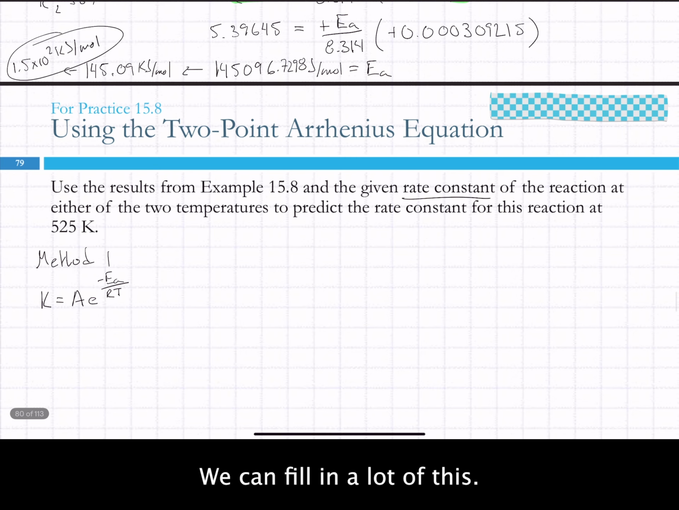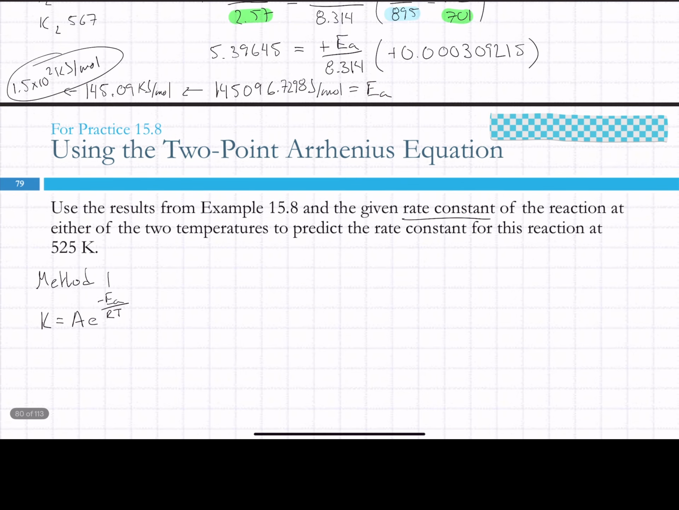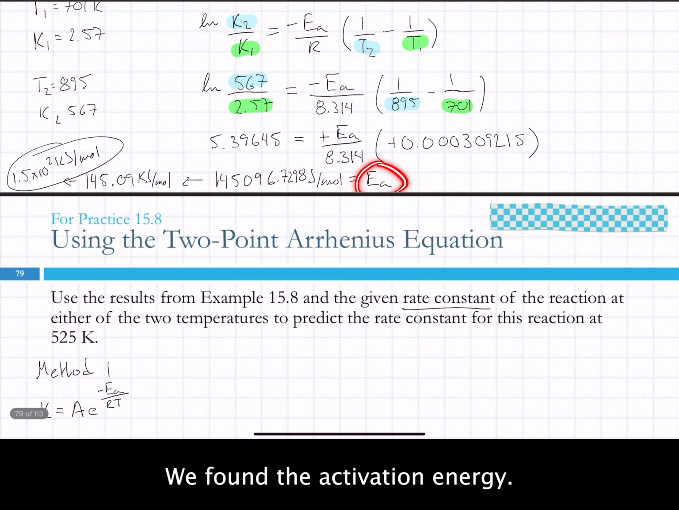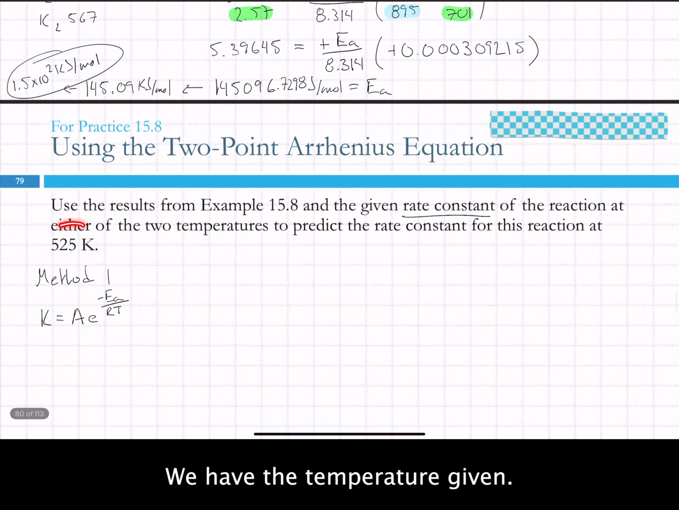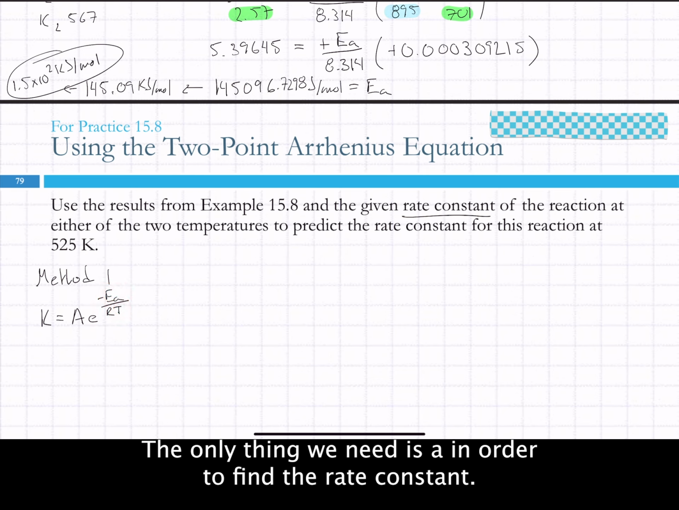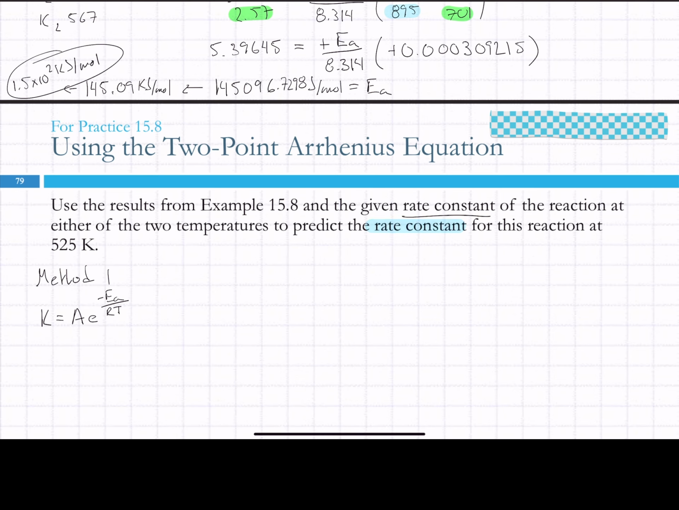We can fill in a lot of this. We found the activation energy. We have the temperature given. So that's E, that's T. The only thing we need is A in order to find the rate constant at the new temperature, K.